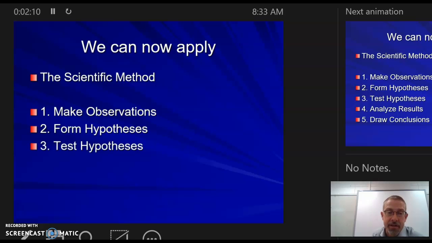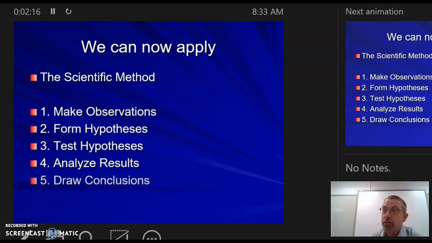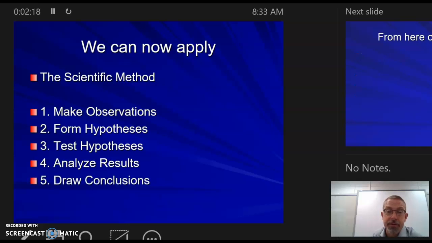We're going to now test our hypothesis. We're going to analyze the results from our experiment, and we're going to draw conclusions based upon our results. And maybe we'll confirm our hypothesis and say that we were right. Maybe our test will show that we were wrong, but either way we're going to learn something from it.